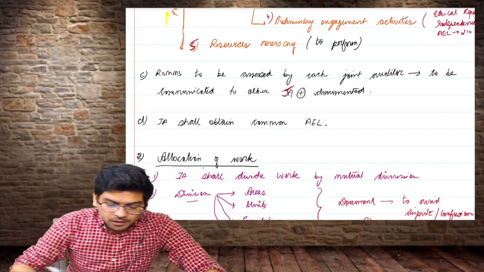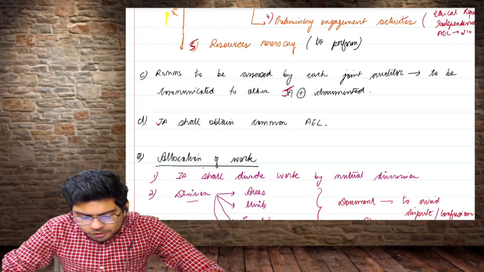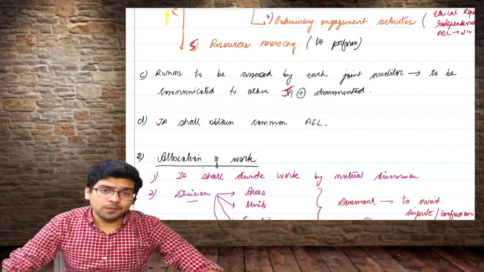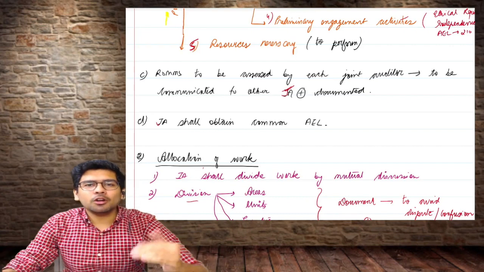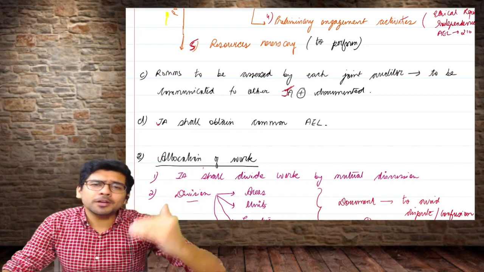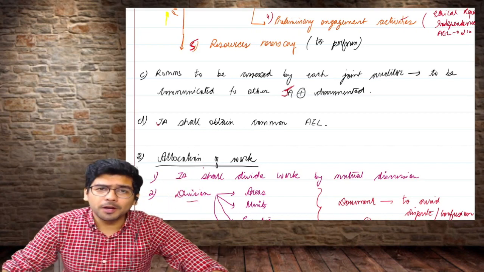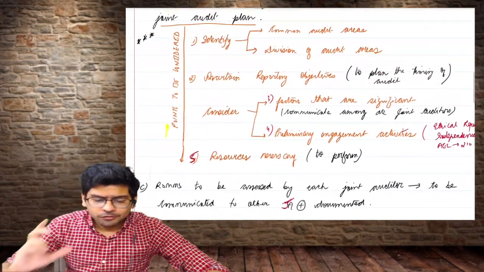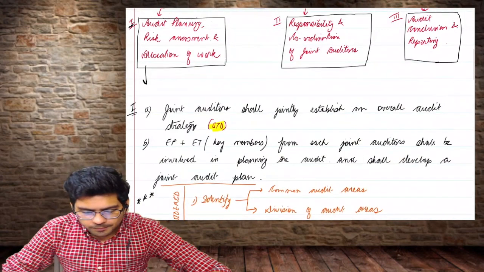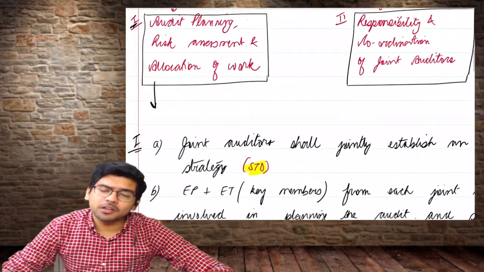Then joint auditors shall obtain common AEL. Now all the 4 joint auditors will not obtain different AELs. One common audit engagement letter will be obtained. All right. Now, the final point in this allocation of work. Again, allocation of work is also important.